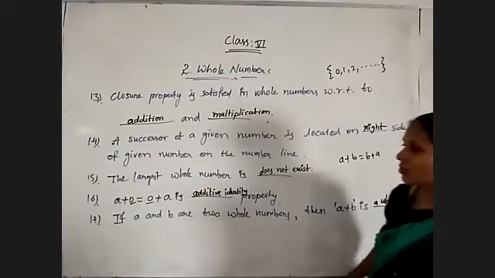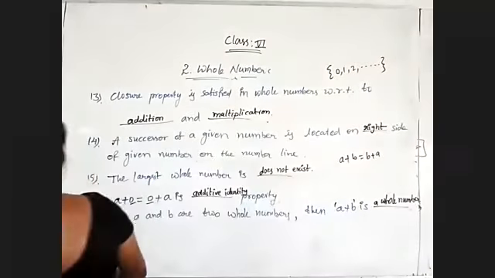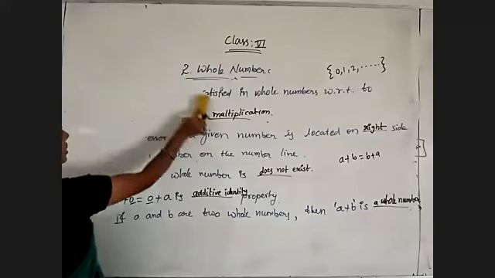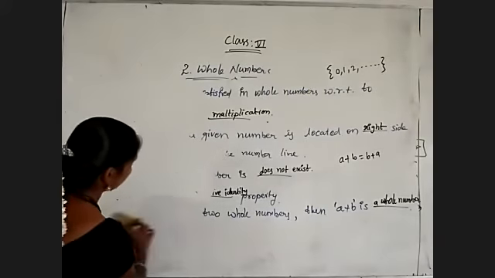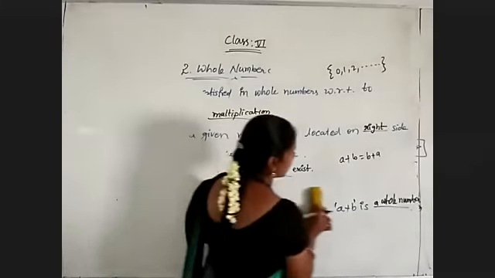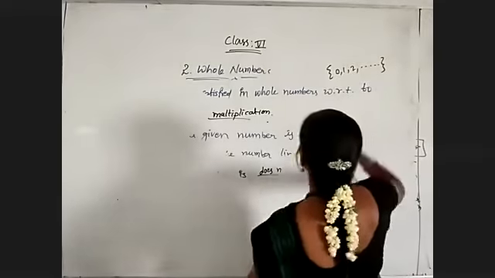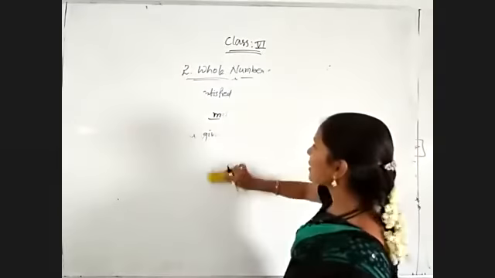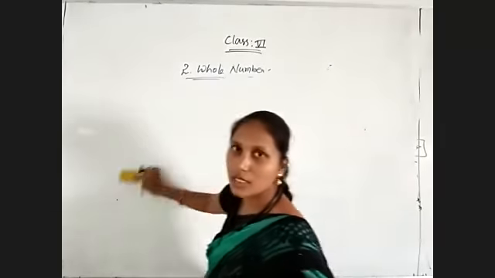Okay. Now, still 3 more questions I am giving. 17 over. Now 18th question. My 18th question is, commutative property is satisfied for which of the operations? Addition and multiplication only. Yes.